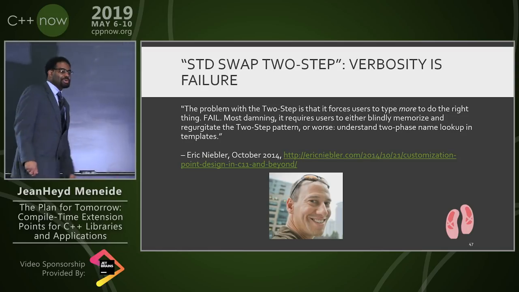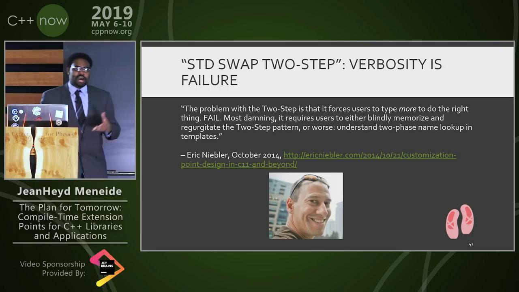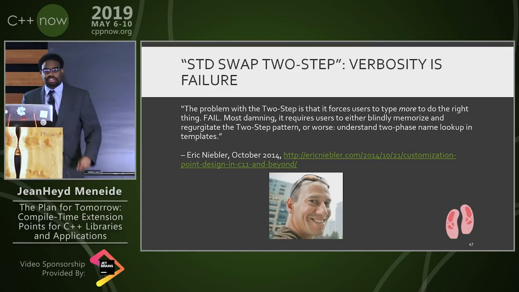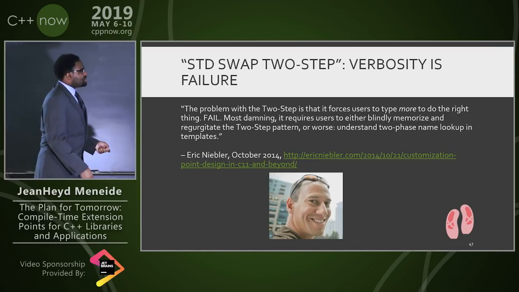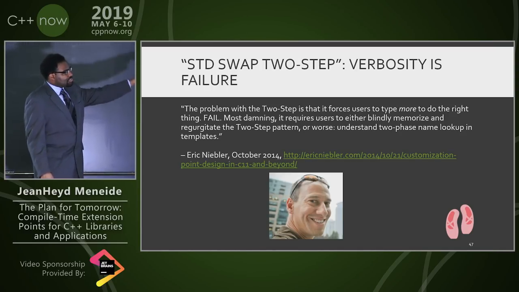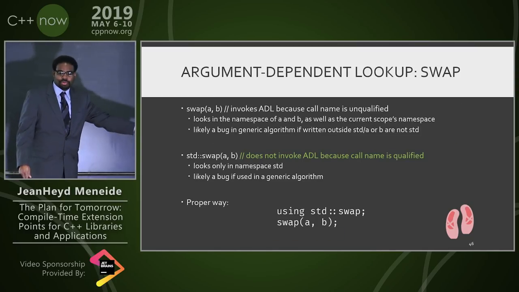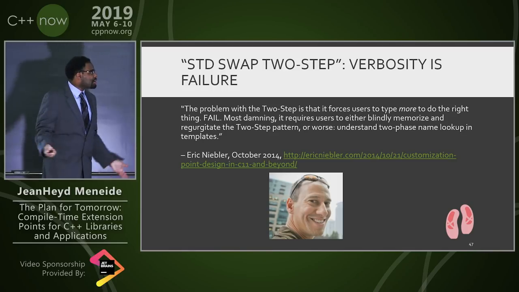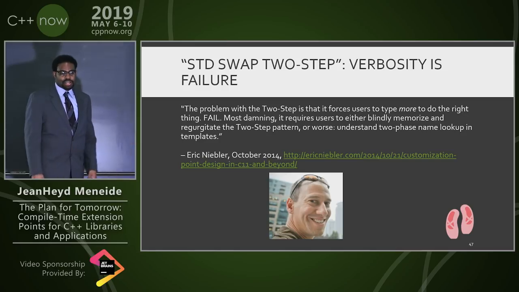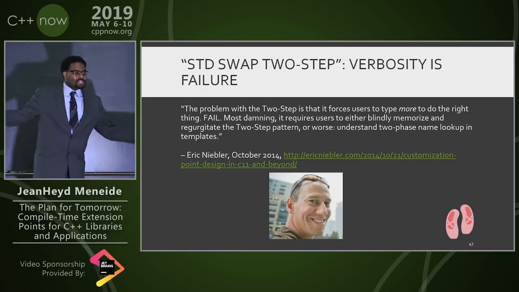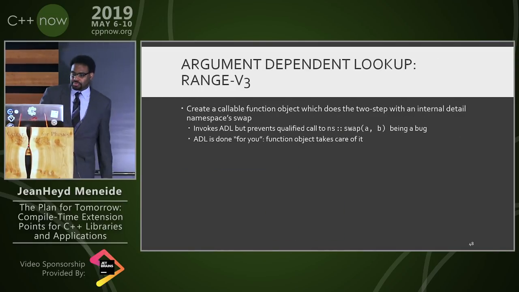And Eric Niebler wrote about this back in October 2014 when he was really undertaking ranges, and was really trying to find the best customization. Like, how do I let people customize ranges so that it does the right thing for their containers or their views or their ranges? And so he said that the two-step was a failure. Either you just blindly write using std::swap; swap, because that's what you were told to do because you're a good programmer, or you completely understand how two-phase name lookup works in templated contexts, and you divine what you're supposed to be doing in those situations. Neither of those is a good prospect.